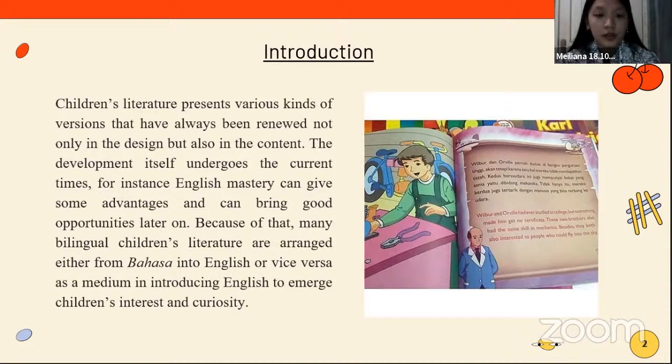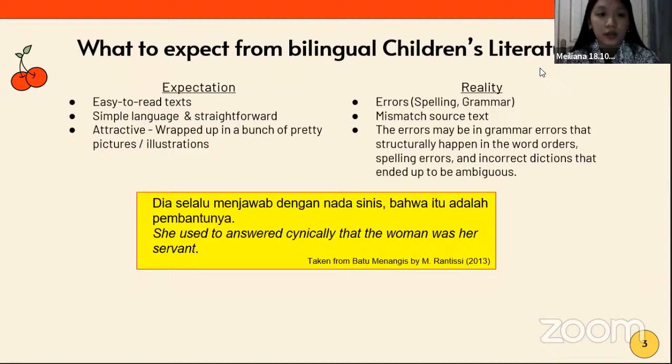Because of that, many writers produce bilingual storybooks for them, either from Bahasa into English or vice versa. This arrangement serves as a learning medium for children and also introduces them to English. What we expect from bilingual children's literature is that it should be easy to read, and the language should be simple and straightforward. There are usually also basic illustrations and pictures to entertain and attract children's interest and to help them understand the story.